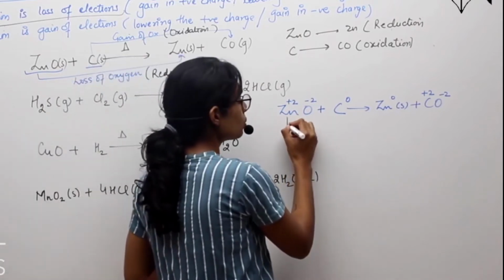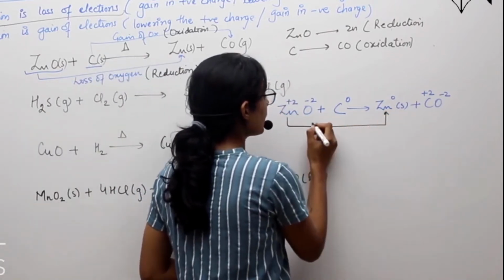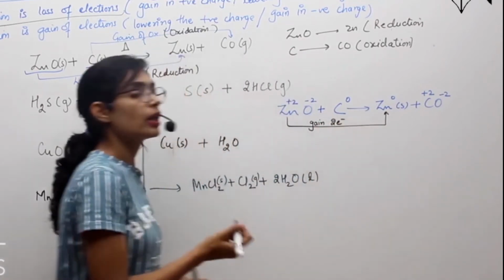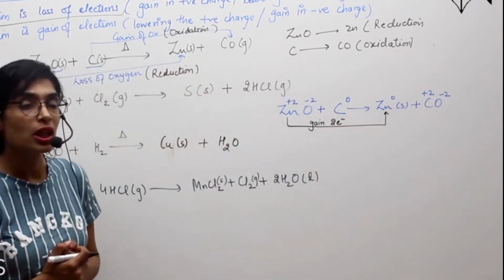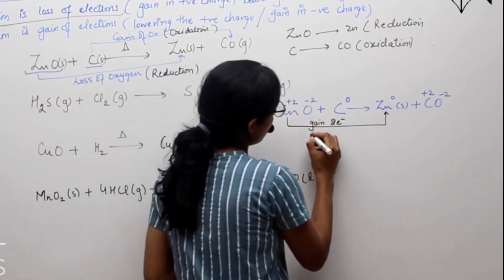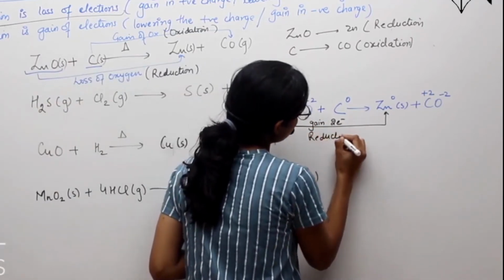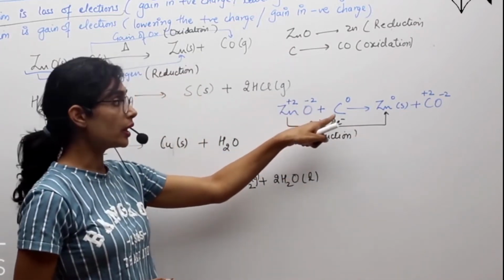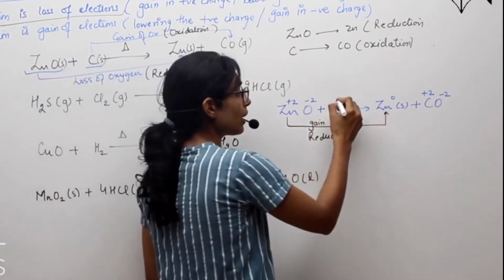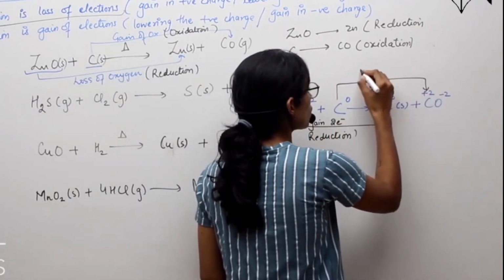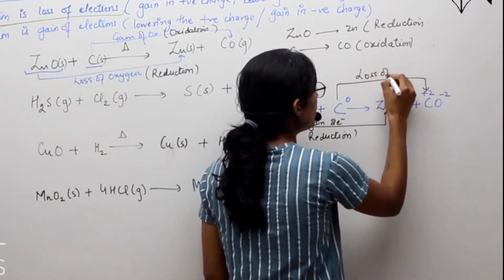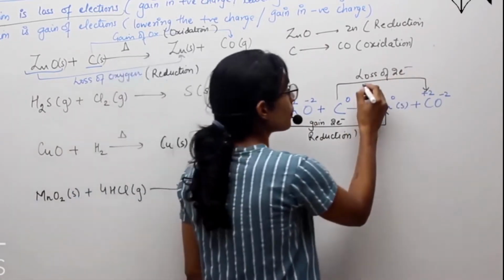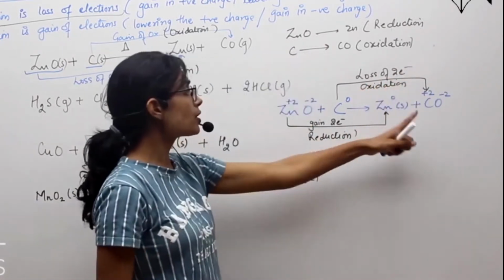So now look at the change. Zinc, which was +2, has gained 2 electrons. Gaining of electrons is called what? Gaining of electrons is called reduction. Whereas carbon, which was 0 earlier, has become +2. That means it has lost 2 electrons. Loss of electrons is oxidation. Did an oxidation state change happen for oxygen? No.